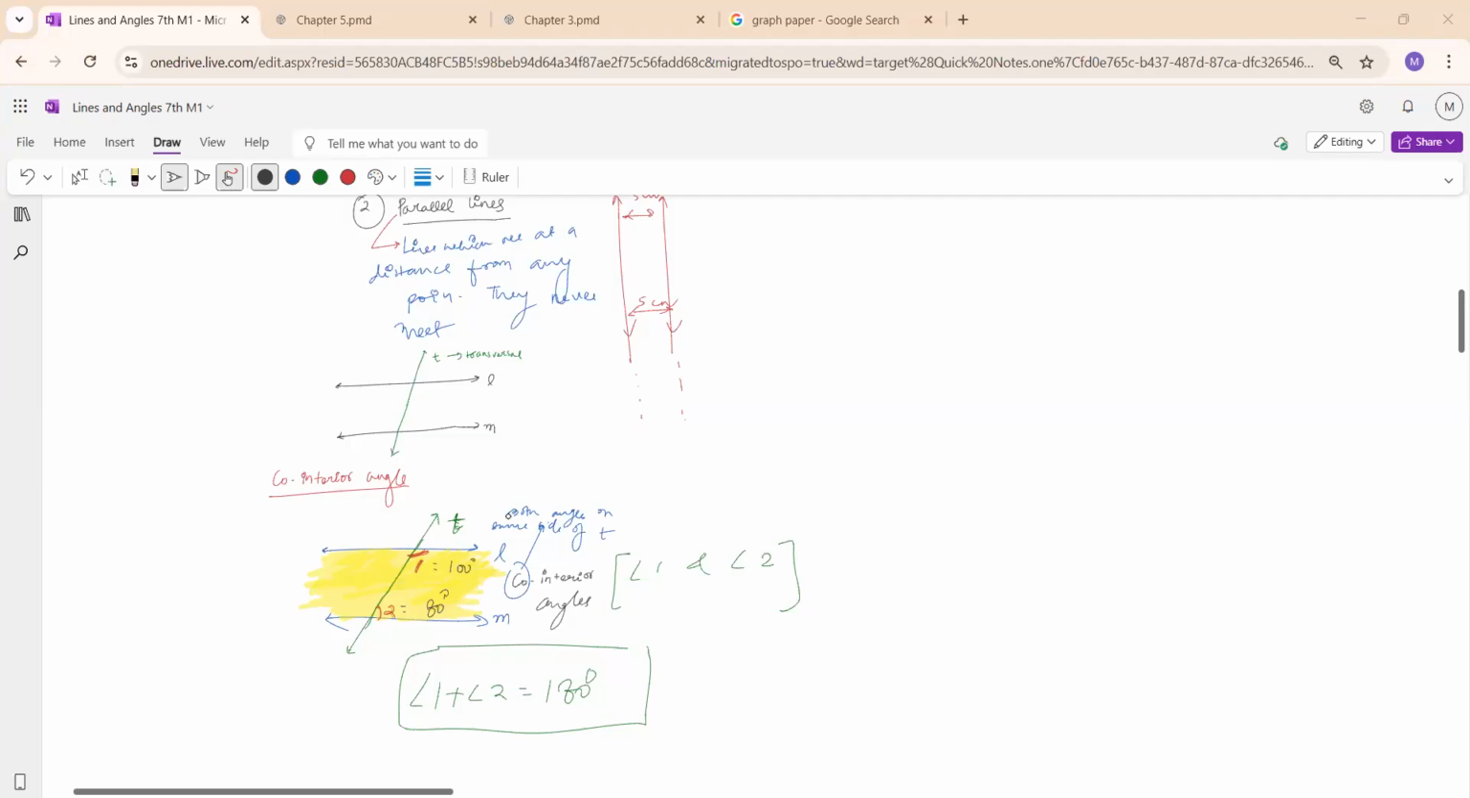Sir, what is the definition for co? Say co means on the same side of the transversal. Okay. Yes, sir. Others also please write this down.